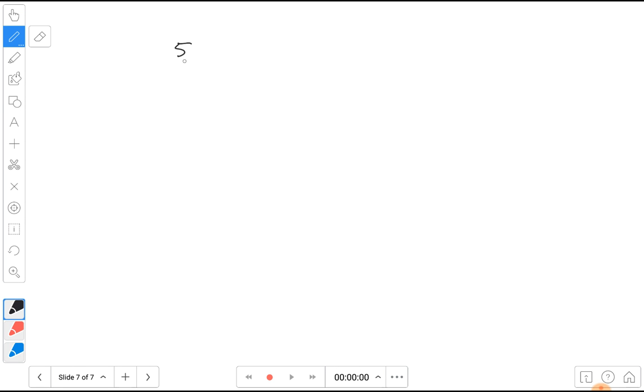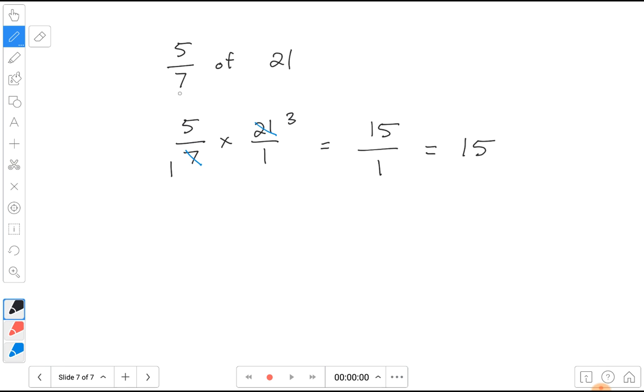Let's try to find 5/7 of 21. So we'll set it up. This means 5 over 7 times 21 over 1. We look at the diagonals, can't do anything here, but we can do something here, because 7 and 21 can both be divided by 7. So 7 divided by 7 is 1, and 21 divided by 7 is 3. So we have 5 times 3 in the numerator, that's 15, and 1 times 1 in the denominator, that's 1. 15 over 1 is 15. So 5/7 of 21 is 15.